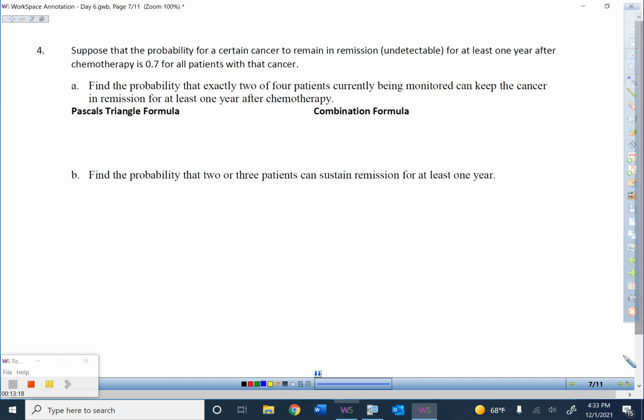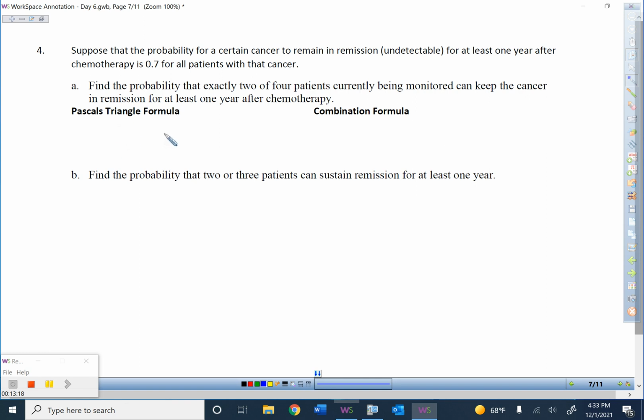Here's our first example. It says the probability for a certain cancer to remain in remission for at least 1 year after chemo is 0.7 for all patients with that particular cancer. We want to find the probability that exactly 2 of 4 patients being monitored can keep the cancer in remission for at least 1 year. So there's 2 options, and we're going to use the independent method, or the fill out your blanks, to get this done.